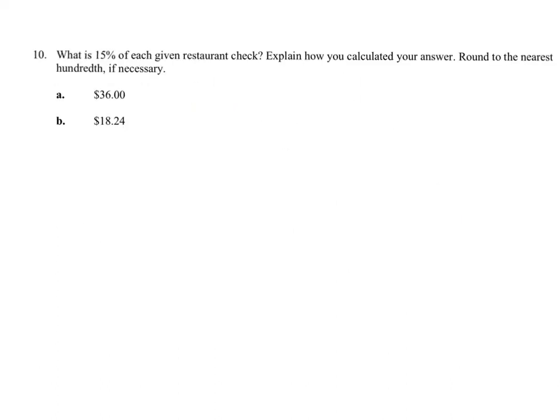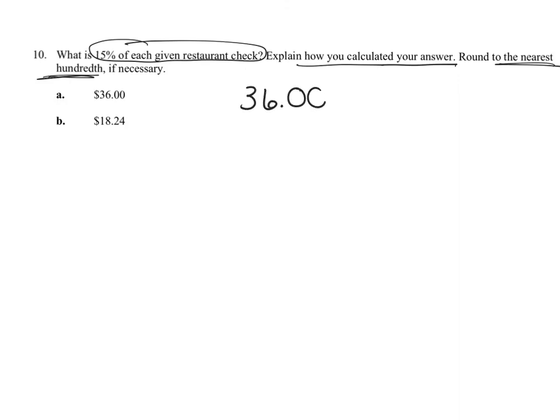Okay, last part. What is 15% of each restaurant check? Explain how you calculated your answer. Round the answer to the nearest hundredths place. Okay, so we have $36. Remember, when we're finding a percent of something, we can say $36 times, and we're going to change 15% to a decimal, which we know we can do by moving the decimal twice, which gives us 15 hundredths.